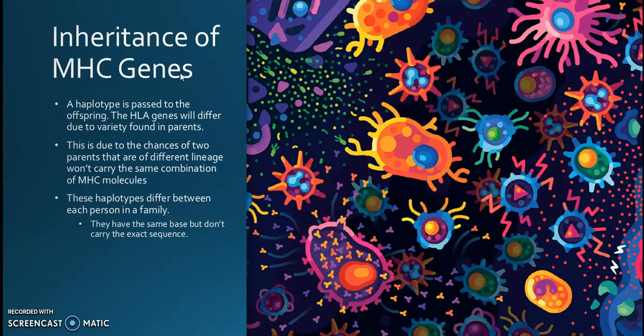Inheritance of MHC genes. Haplotype is passed to the offspring. The HLA genes will differ due to the variety found in parents. This is due to the chance that two parents of different lineage won't carry the same combination of MHC molecules. These haplotypes differ between each person in a family. They have the same base but don't carry the exact sequence.